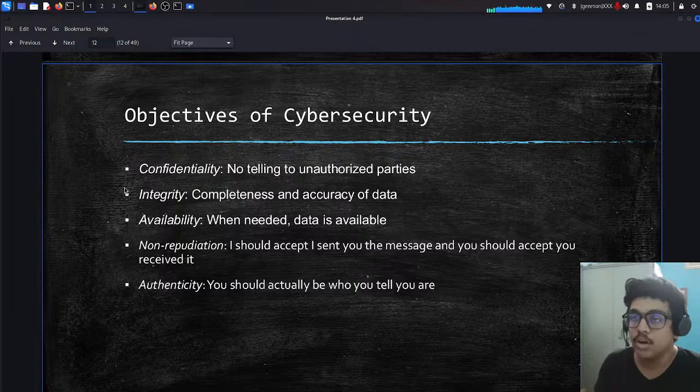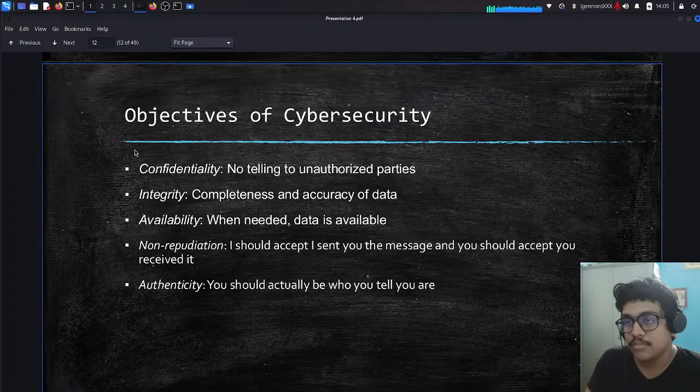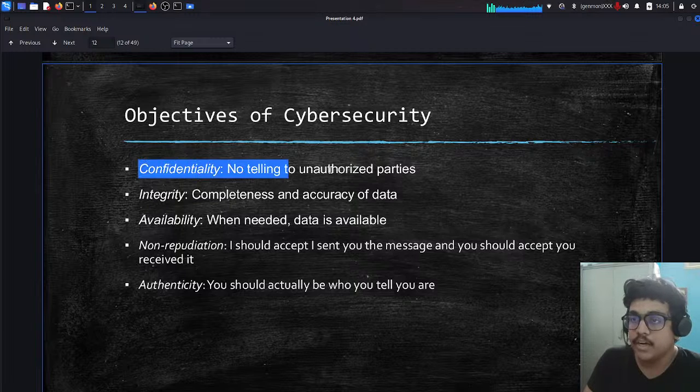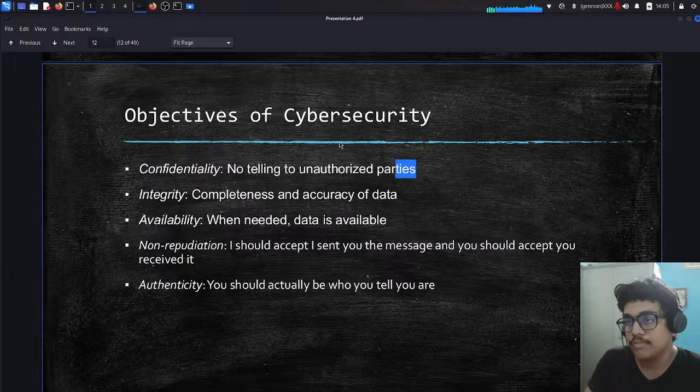What are the objectives of cybersecurity? Basically, there are only three, but we have taken the five most common objectives of cybersecurity. That is confidentiality, no telling to unauthorized parties. For example, if you have any important information, for example your phone number, you should not tell it to unauthorized parties, such as some random person. Your phone number can be useful in many ways. We will see this in detail in future sessions on OSINT, that is open source intelligence, how your phone number can be useful.